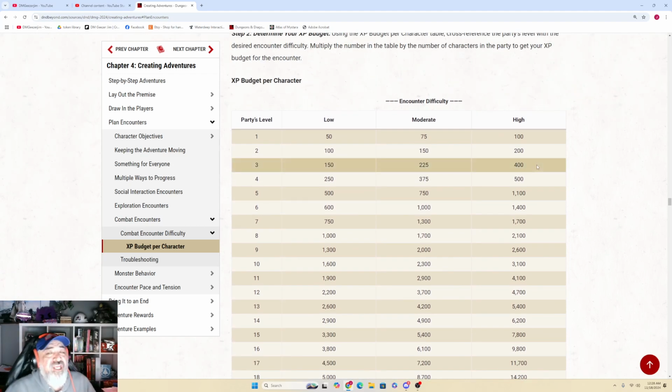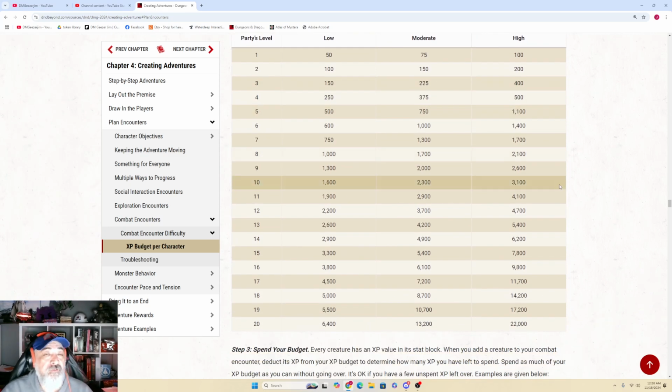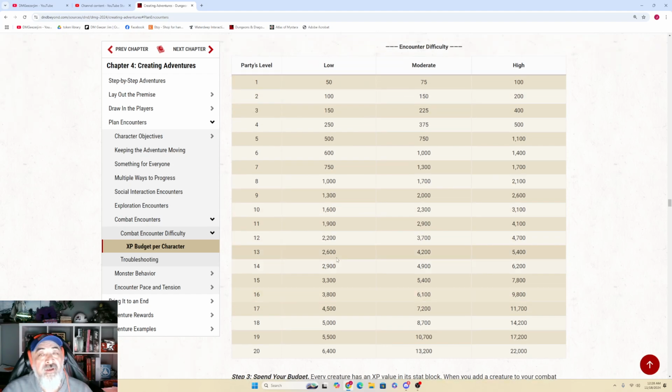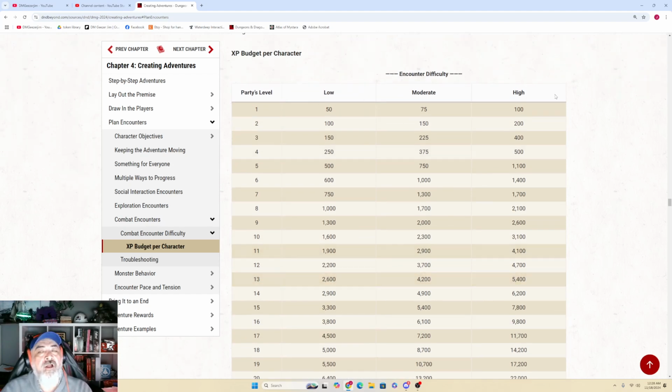This is a large table. The party level is in the left column, going from 1 to 20. The next 3 columns break the encounter difficulty into low, moderate, and high, as discussed prior. The numbers that are listed are the amount of XP, your budget, the value of the monsters that you use. You can find this value on their stat block for each type of encounter. These are your starting points in your guidelines.